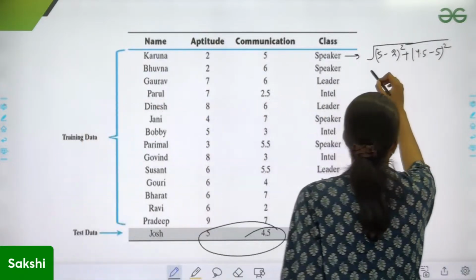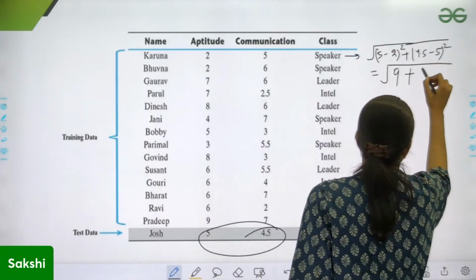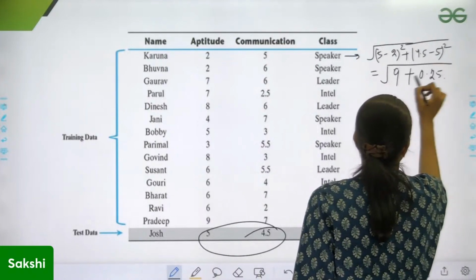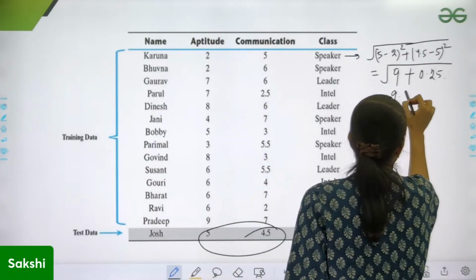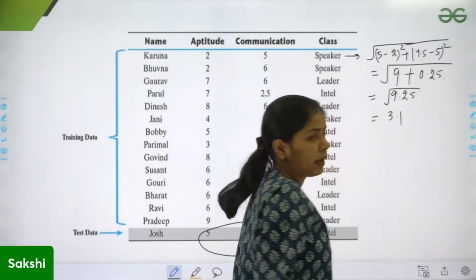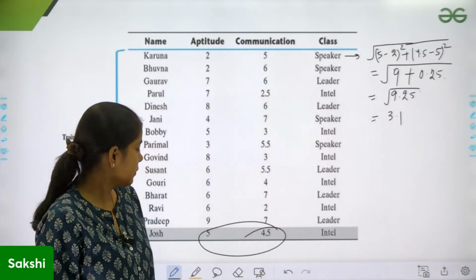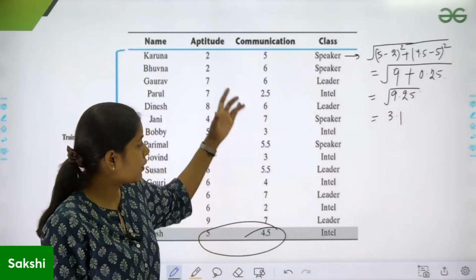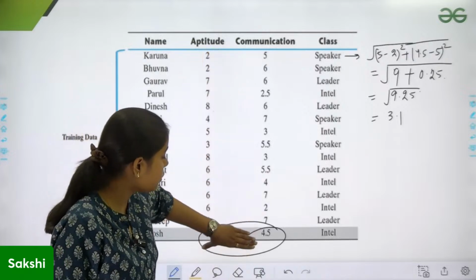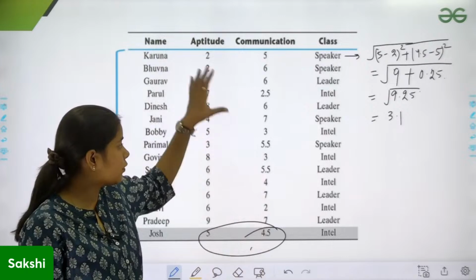So this distance would be 5 minus 2 square, that is 3 square, that is 9, plus 0.5 square, that means 0.25. So that would become the square root of 9.25. You would get something like 3.1. So you can easily solve it. So this distance is 3.1, and according to that you would find out the distance of this point with each of the students.